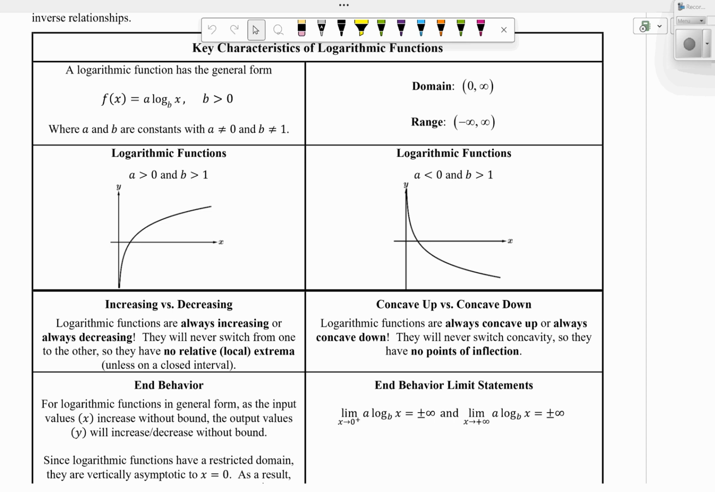Concave up versus concave down. Logarithmic functions are always concave up or always concave down. They will never switch concavity, so they have no points of inflection. So if we also look at these, remember that our exponential functions have a horizontal asymptote, so our logarithmic functions have vertical asymptotes. So there's a vertical asymptote here and here on our graph. So I'm just going to write that out. So vertical asymptote at x equals 0. And you can see that this graph is bending downwards, so this is concave down. And this one over here is concave up.